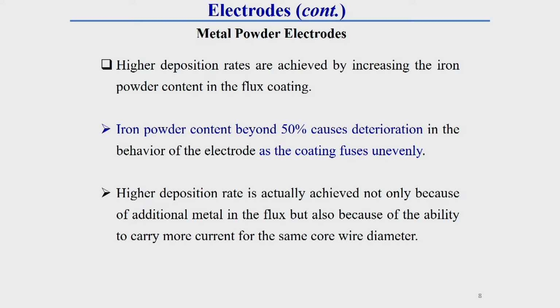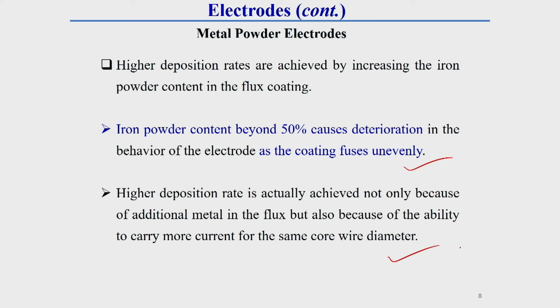Okay. Here is another thing you should keep in mind: a higher deposition rate is achieved not only because of additional metal in the flux, but also because, as it contains additional metal in the flux coating, it has a chance to carry more current. Due to this more current and additional metal in the flux coating, its deposition rate increases. You should keep that in mind.